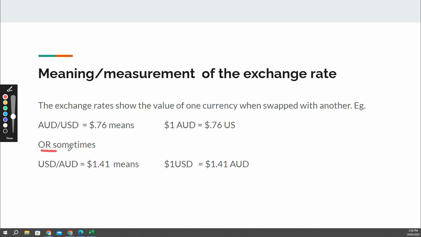Or if you were in the United States, you'd probably see it quoted this way because their currency is the US dollar. So it would be quoted as one US dollar buys $1.41 in Australian dollars. So just make sure you know what you're looking at, because often in multiple choice questions, they'll show you this and they might say, explain how this movement to 0.66 cents will impact XYZ. And they won't tell you that that's a depreciation. You need to know that's a depreciation.